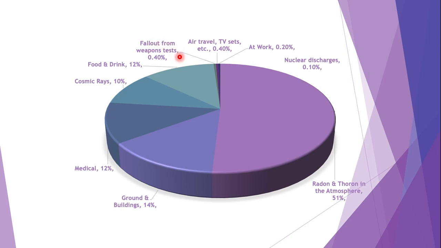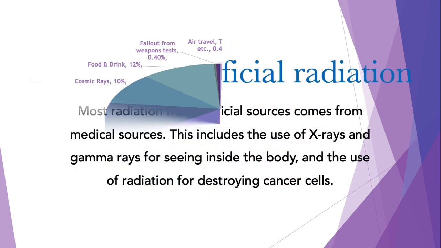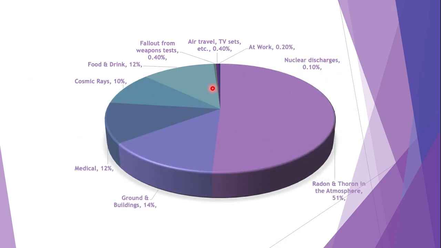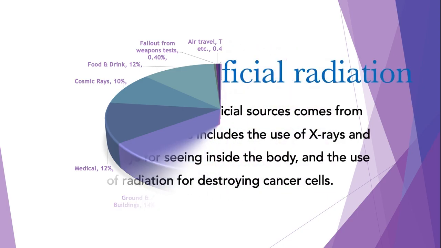Fallout from weapons tests, 0.40%. Then we have nuclear discharges, which is 0.10%. We're going to see what these all are. But for now, this is the pie chart for background radiation. So now we're going to see the artificial sources.